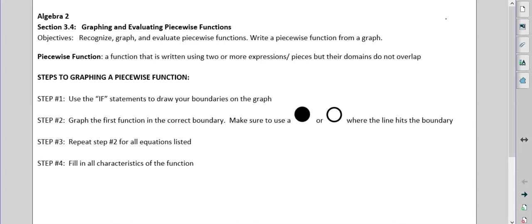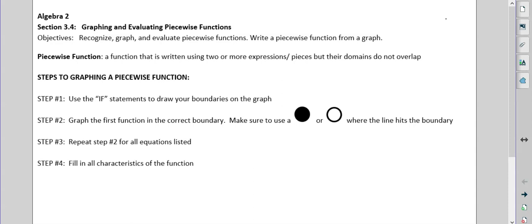Okay, 3.4, graphing and evaluating piecewise functions. So this can be super challenging, but once you get the idea of it, it's really pretty easy, okay? So a piecewise function is a function that's written using two or more expressions or pieces, but their domains do not overlap. It'll make sense in a little bit.